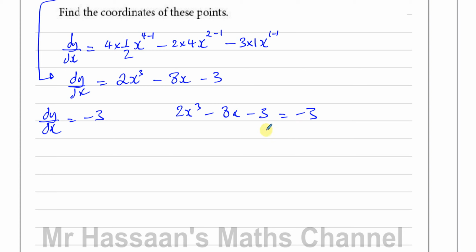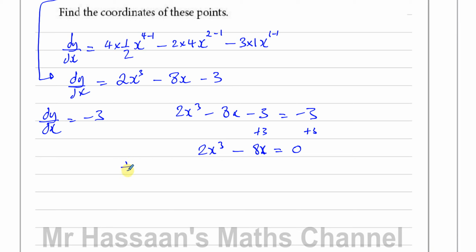If I add 3 to both sides to get rid of this constant over here, it becomes nice and friendly for us, because this becomes 2x cubed minus 8x. That becomes 0. So 2x cubed minus 8x equals 0. Now that's something we can solve. We can factorize this and solve it.